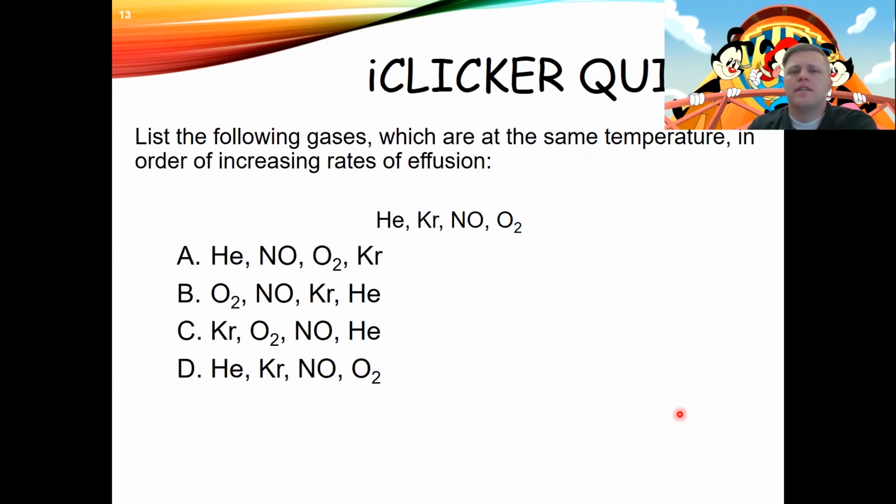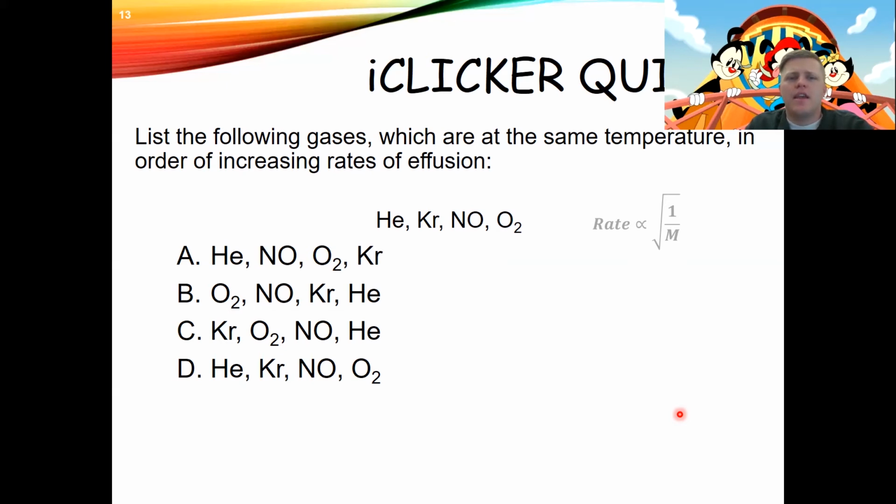All right, let's see how you're doing with this idea. I want you to list the following gases, all at the same temperature, in order of increasing rates of effusion. And you're going to need this equation right here to do that. Go ahead and pause the video now and try and figure that out.